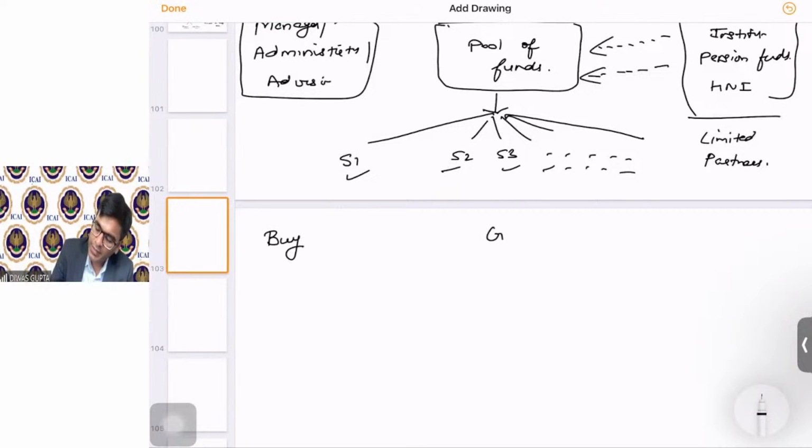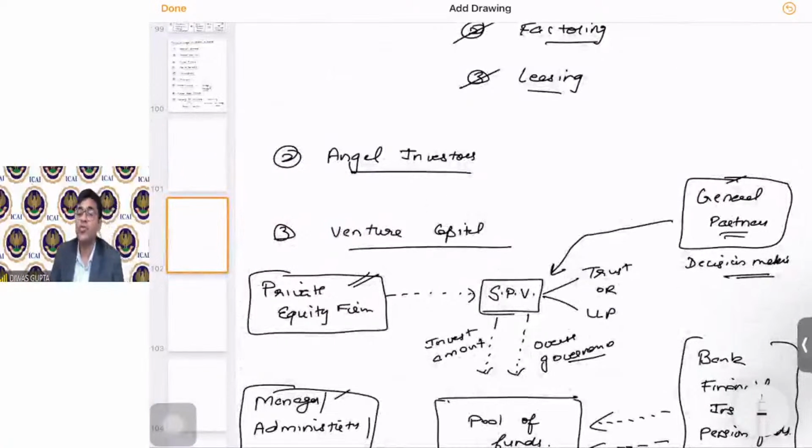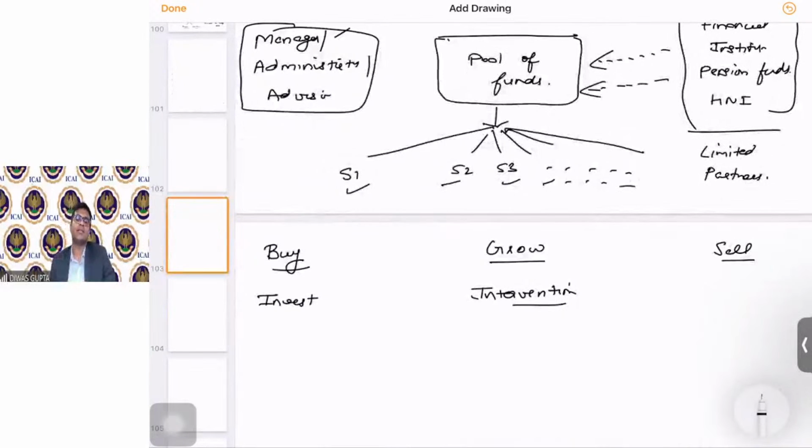So there are three phases, students. One is buy phase, second is grow phase, and third one is sell phase. So buy phase, we invest. Grow phase, we intervene. So there is some sort of intervention from these general partners, because once they decide to invest in a particular startup, they also are willing to give the knowledge to ramp up the business, to scale up the business, right? So one of them will also sit on the board of directors to make these decisions, right? So that they can grow the business. So that is called as intervention. So buy is investing, grow is intervention, then sell is divesting.